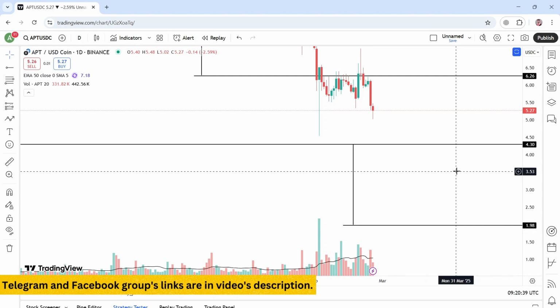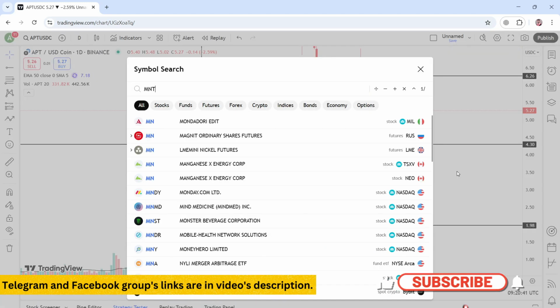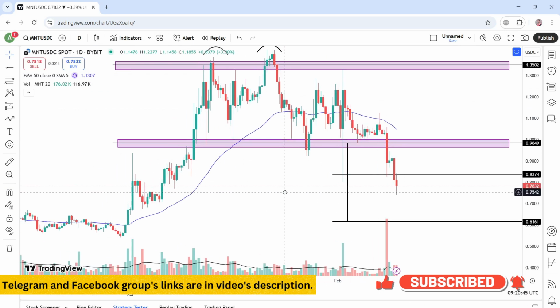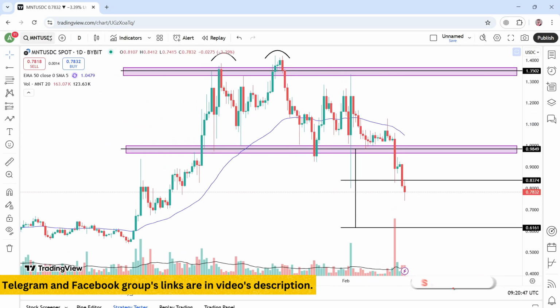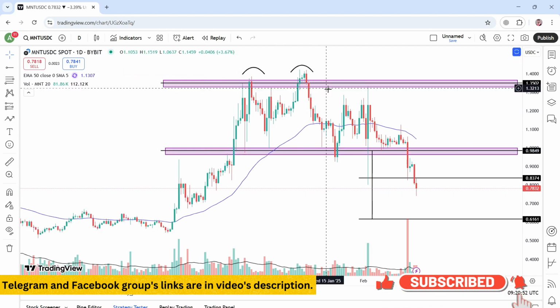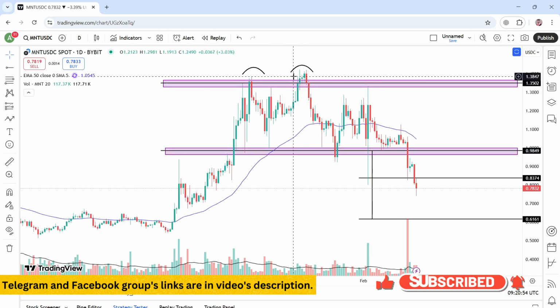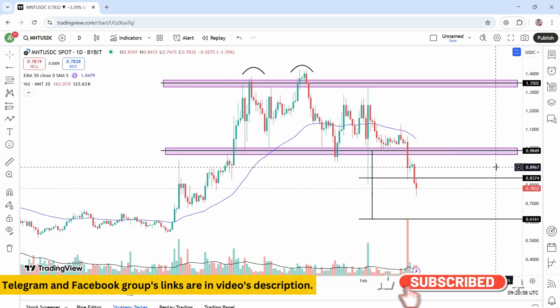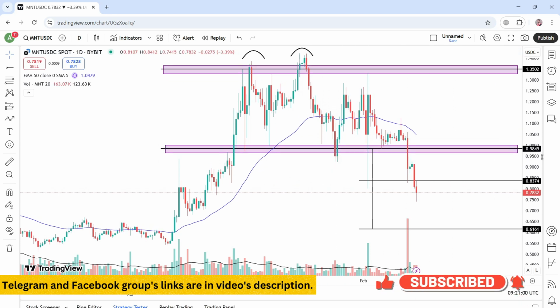The next coin is MNT. If we look at the trend of MNT against the USDC on 1 day time frame, currently it is moving in its downtrend, where it gave the breakdown of this double top formation, which is a trend reversal formation in this coin, in this candle, when it gave closing below 0.9849.